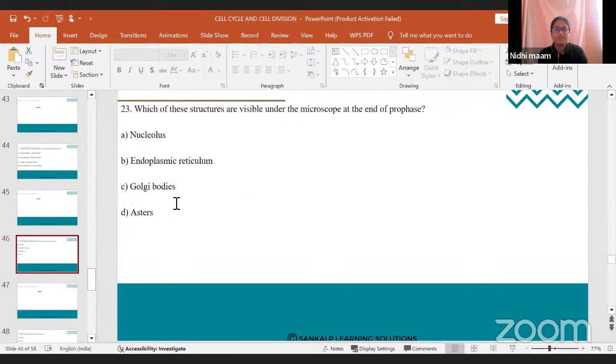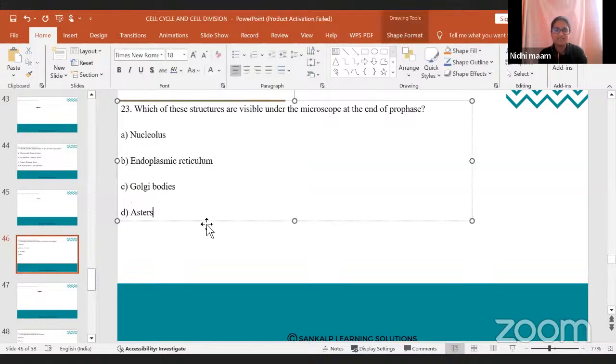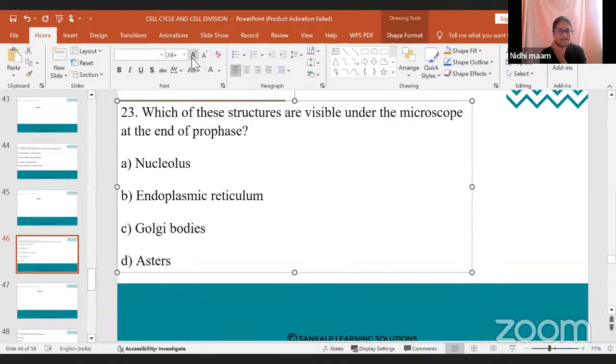Next question. Which of these structures are visible under microscope at the end of prophase? Dhanush HJ and Yashoda K answered the previous question correctly. A is nucleolus, B is endoplasmic reticulum, C is Golgi bodies, D is asters. Which of these structures are visible under microscope? Shashank S and Sanjana Sidhu answered the question.